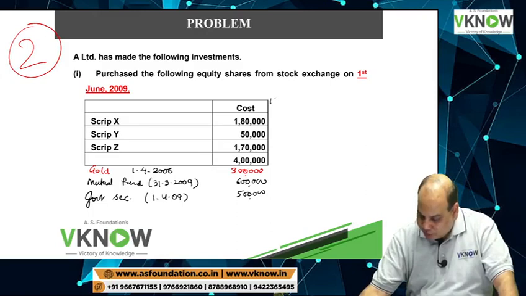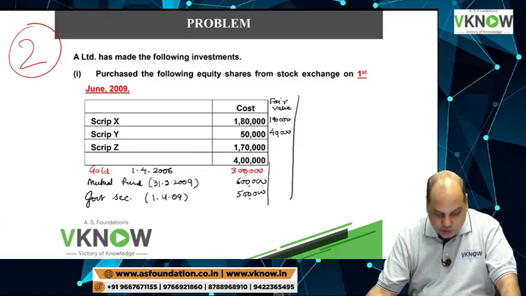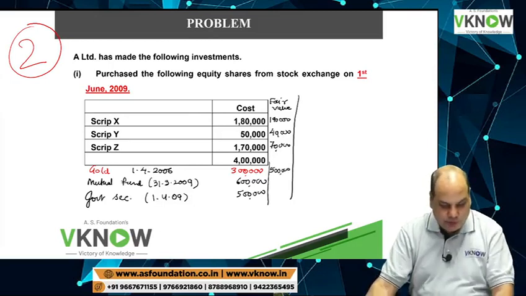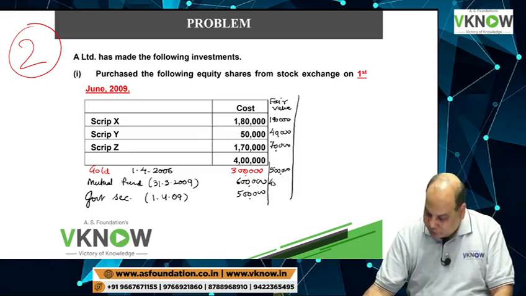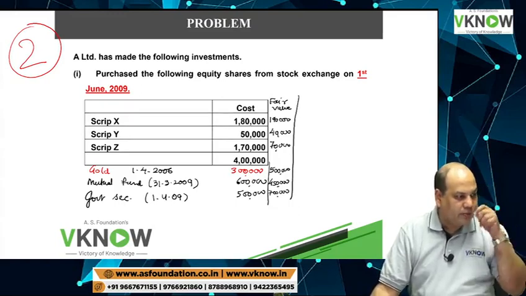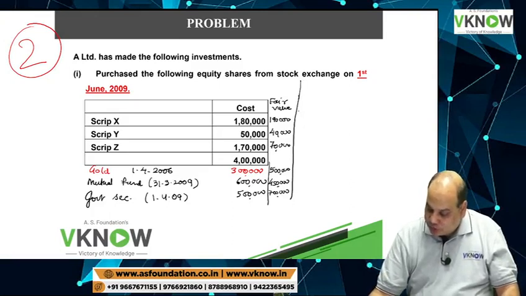So now we are given fair value. How much is fair value of share X? 1,90,000. Share Y 40,000. Share Z is 70,000. Oh my god, so much loss. Then gold, gold is 5 lakh. And mutual fund is 4 lakh 50,000 and government security is 7 lakh rupees. Okay. So now we'll come to the answer.